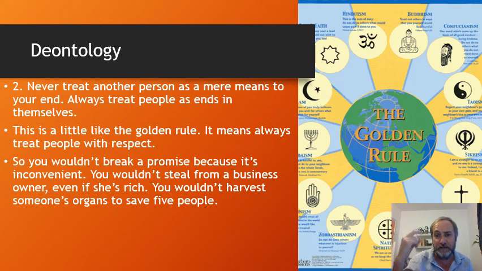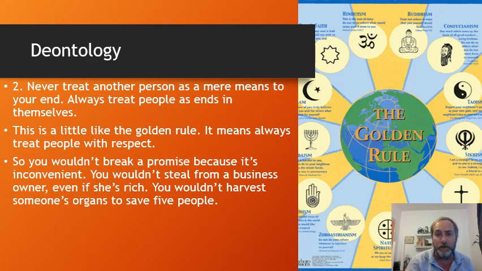Here is the second formulation of that same principle, the categorical imperative. Here Kant says, never treat another person as a mere means to your ends. Always treat people as ends in themselves. This is definitely a bit like the golden rule, right? It's saying treat people not just as tools for your use, but treat them as you would want to be treated, right?